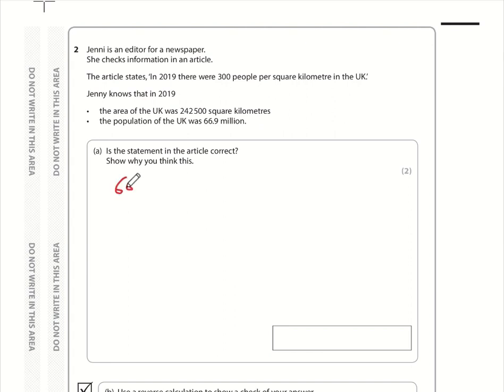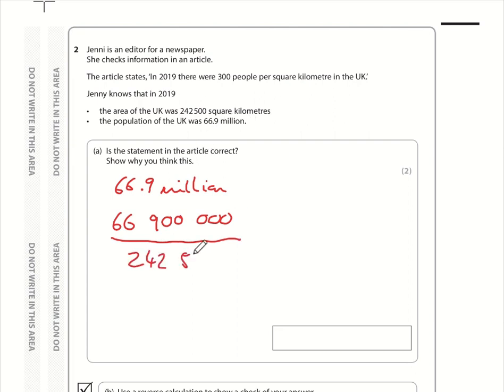Well, there's 66.9 million. Now what I would do is I would write 66.9 million as a proper number, so that's going to be 66, and then 6 digits after this, so 9, and then 5 zeros. Remember, 1 million is 1 with 6 zeros. So that is the number of people divided by the number of square kilometres, which is 242,500.